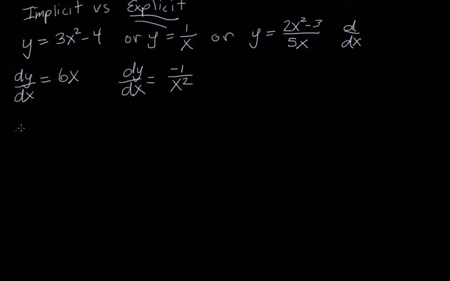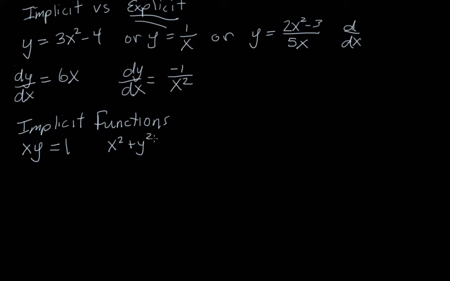But sometimes we're going to be given functions that are a little bit more difficult. They're not solved for y, and these are called implicit functions. An example could be xy equals 1. We have a circle here, x squared plus y squared equals 9, so that's a circle with radius 3. And in either of these cases, we might want to find the tangent to the curve at any point. And some are easier than others.